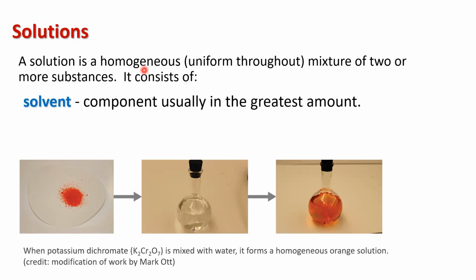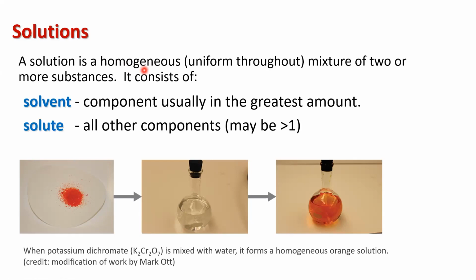The solvent is usually the substance that's in the larger quantity, and it's the substance that's going to dissolve the solute. And the solute is the substance that's usually in the smaller quantity, and there can be many solutes. Sometimes there's only one solute, but sometimes there can be more than one solute.